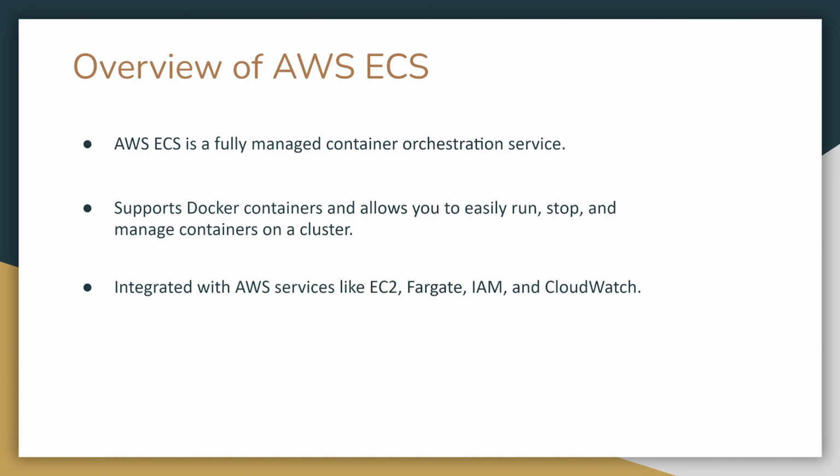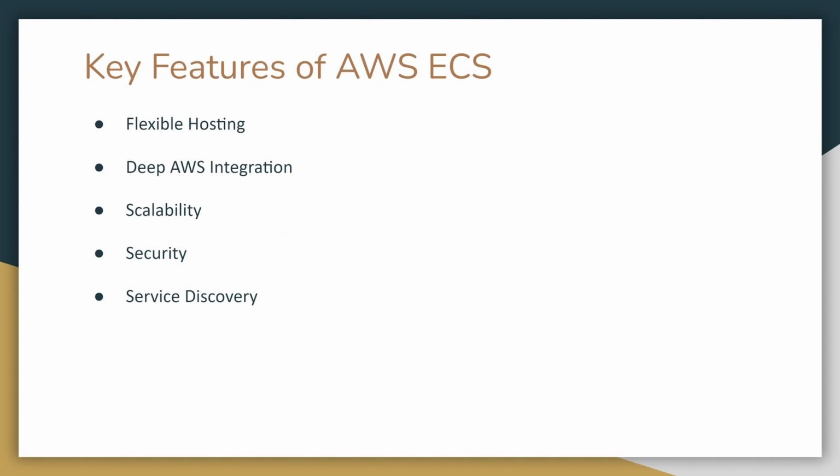AWS ECS is a fully managed service for container orchestration, making it simple to run, stop, and manage Docker containers on a cluster. It seamlessly integrates with other AWS services, including EC2, Fargate, IAM, and CloudWatch, providing a comprehensive solution for managing containerized applications. AWS ECS offers flexible hosting options, allowing you to run containers on EC2 instances or using the serverless AWS Fargate. It is deeply integrated with other AWS services, providing seamless interoperability.